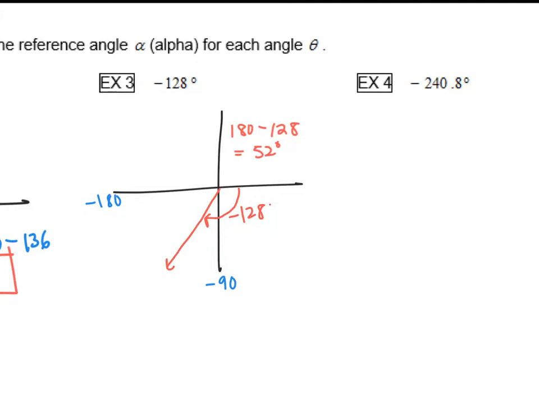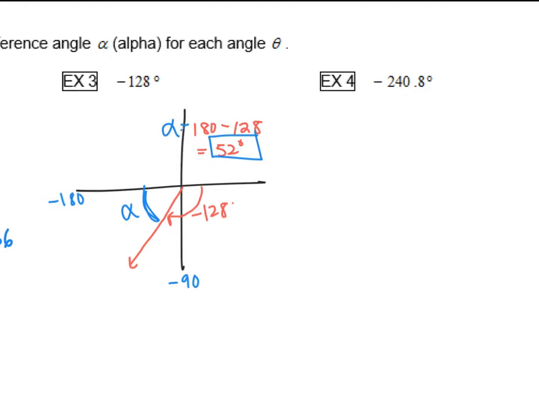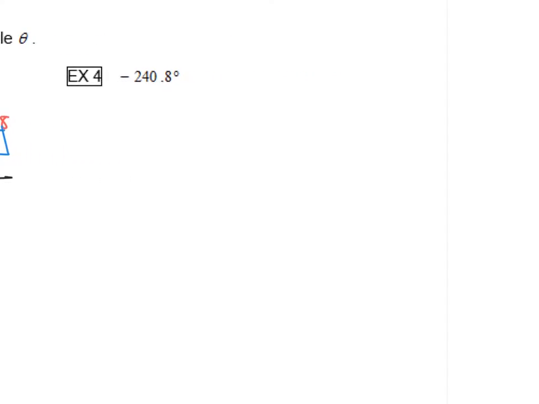We wanted the reference angle, so this connects to the x-axis, and that's what we just found up here, that 180 minus 128. So we have a 52 degree reference angle. So you can approach getting your reference angles in a couple different ways. Sometimes what I do is find the reference angle first once I figure out which quadrant the angle is going to be in. Once you know the quadrant, then you can figure out how far off from the x-axis it would be, and that's what the reference angle tells us.